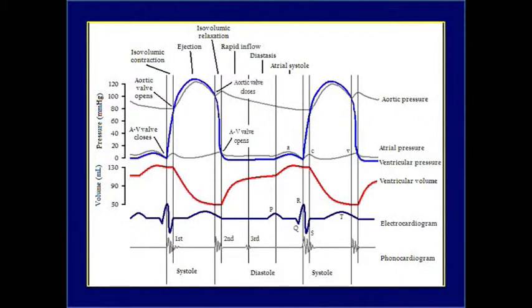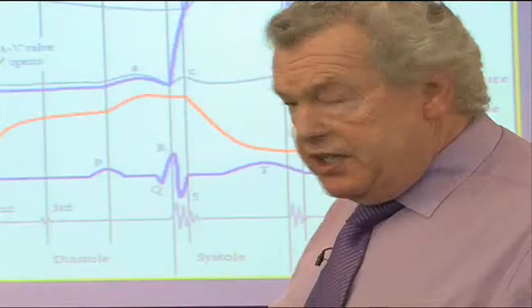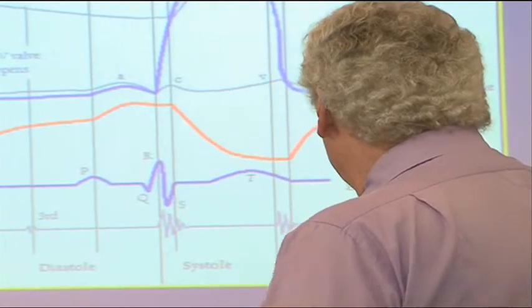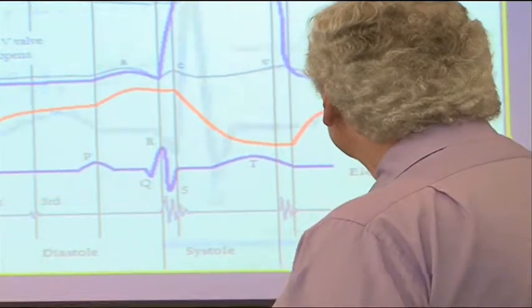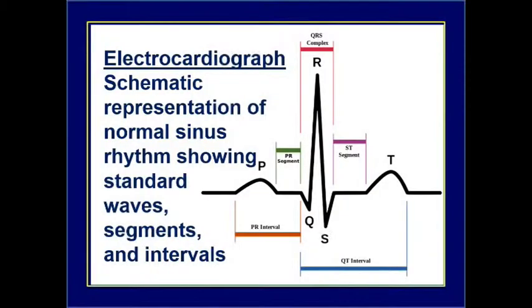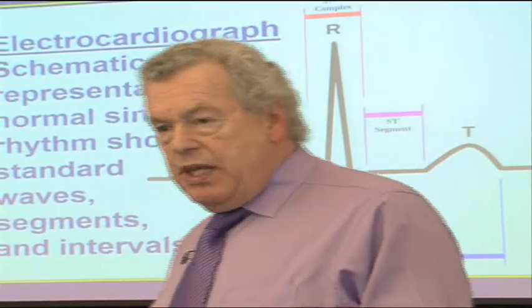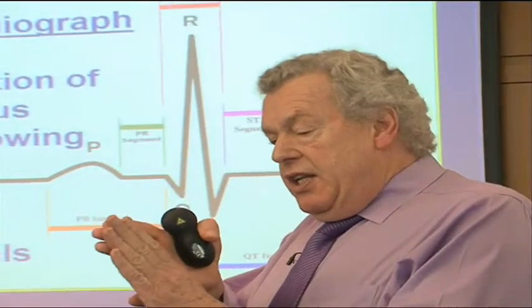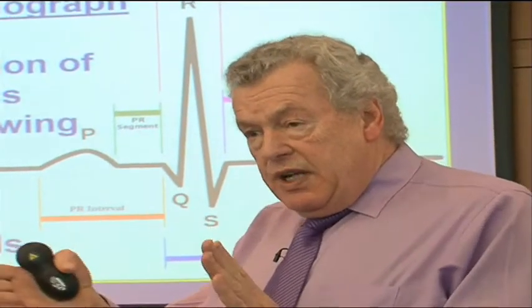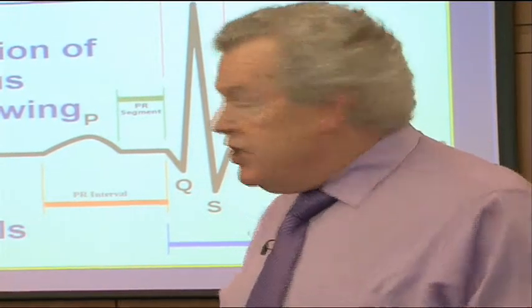Now, each of these little electrical patterns has a letter to it, and they're named for some reason P, Q, R, S, T, U. So the electrocardiogram is a schematic representation of a normal electrical rhythm, which is called sinus rhythm, showing the standard waves. So we have P to Q to R to S to T. Okay? So each one of these has an interval, and this is what they measure critically with the electrocardiograph, within limits of whether that electrical activity is correct. If it's not, it's abnormal.